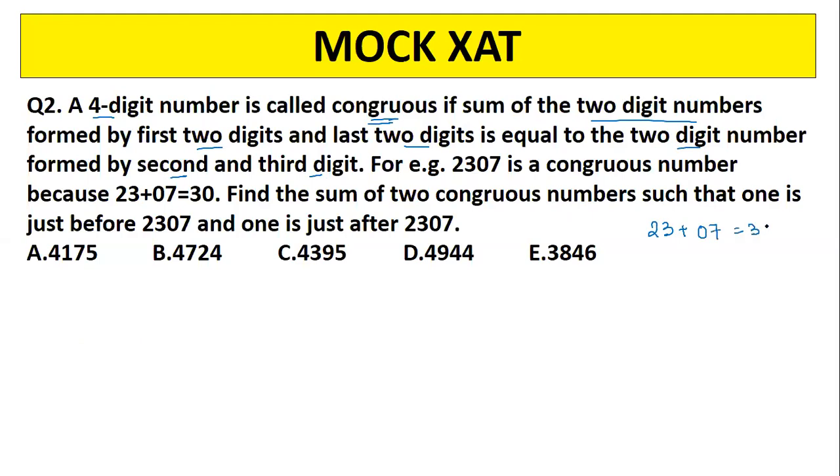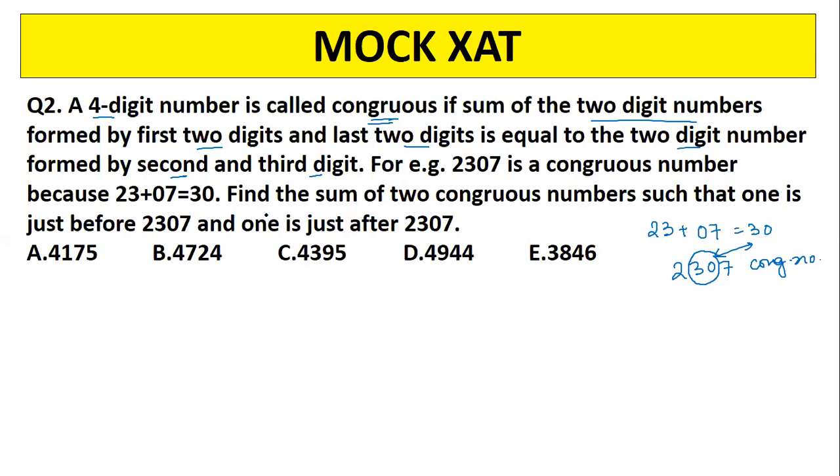So that is basically 30. And in 2307, the second and third digits form 30. So these two are equal. That's why we can say this is a congruous number. Okay. This is basically a congruous number.